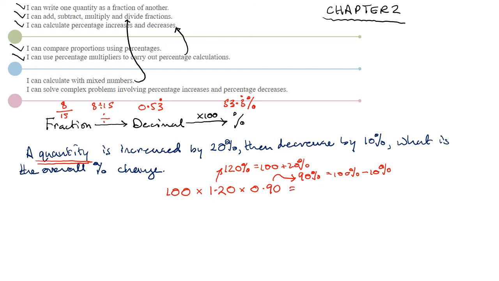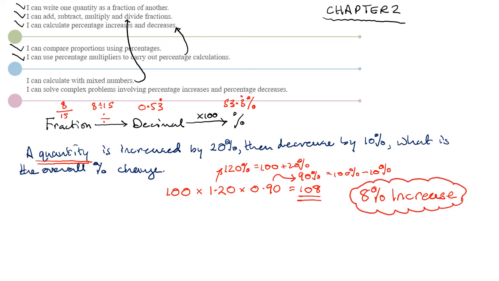So do 100 times 1.20 times 0.90, and I get 108. Now, if I started with 100, a bit like 100%, and I've gone up to 108, overall, that's an 8% increase. Using the number 100 made it really easy, because whatever number you finish with tells you what percentage it is, whether it's an increase or decrease, and it's gone up from 100 to 108. So actually, that's an 8% increase.